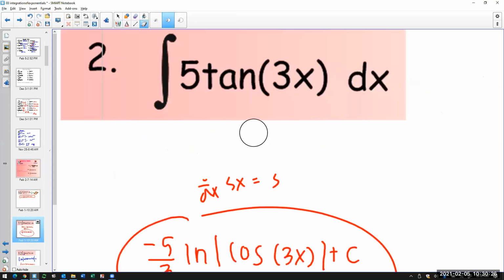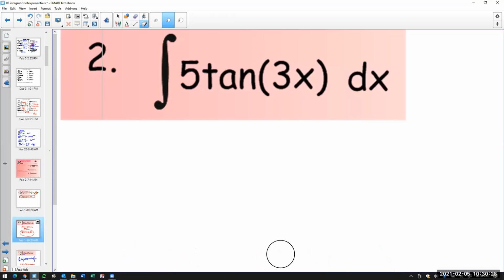All right, let's look at this problem. First the question is, can we do the shortcut on this? If I just look at the trig part, do I have an integral of tan on my formula sheet? Yes, I do. Pull out your formula sheet if you need help with this, but make sure you memorize it before your test.